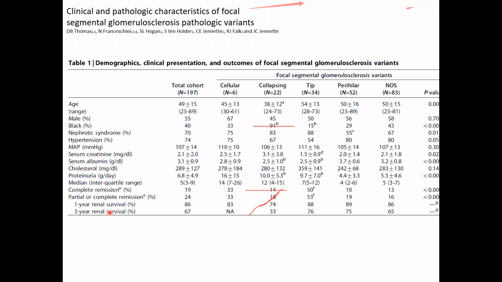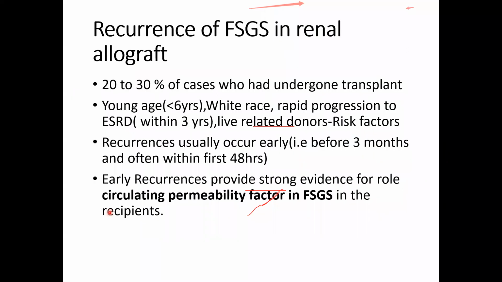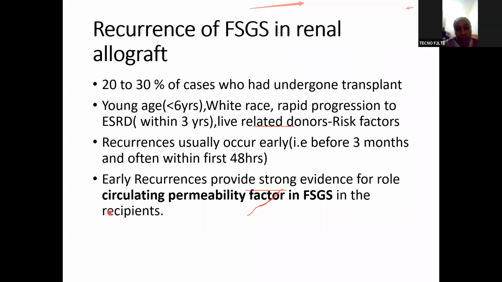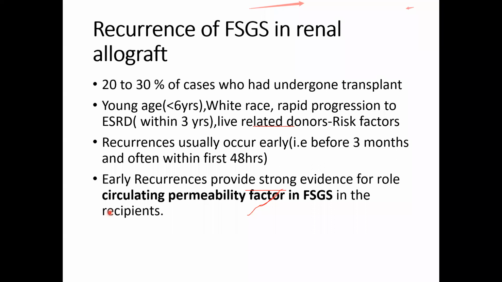So this FSGS can also recur after transplant. About 20 to 30% of cases recur after transplant. Young age, rapid progression to end-stage renal disease, and live related donors are the risk factors.